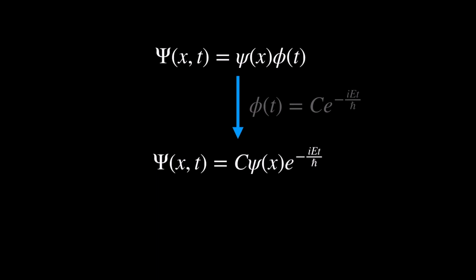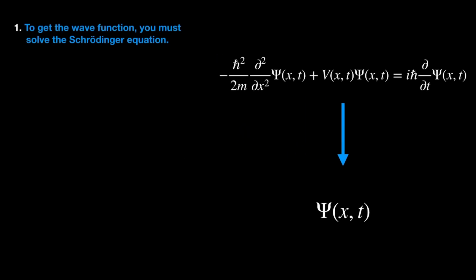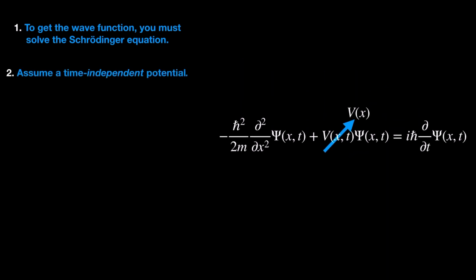A wave function describing a system in a time-independent potential has some very useful properties, but we'll cover them in the next lesson. But for now, let's review what we just covered. To get the wave function, you must solve the Schrödinger equation. In the first wave of lessons, we'll assume the wave function describes a system in a time-independent potential.